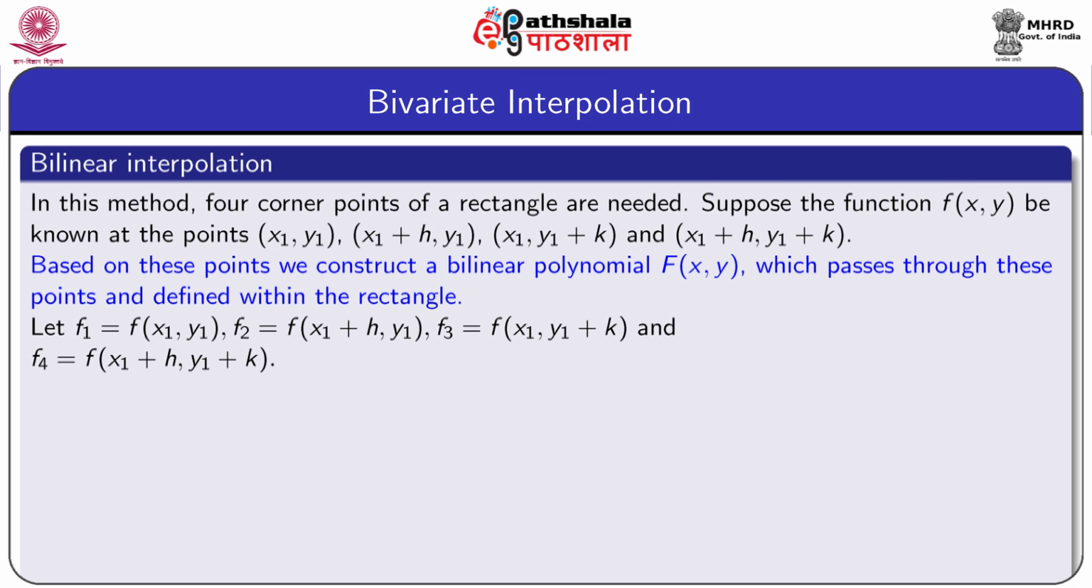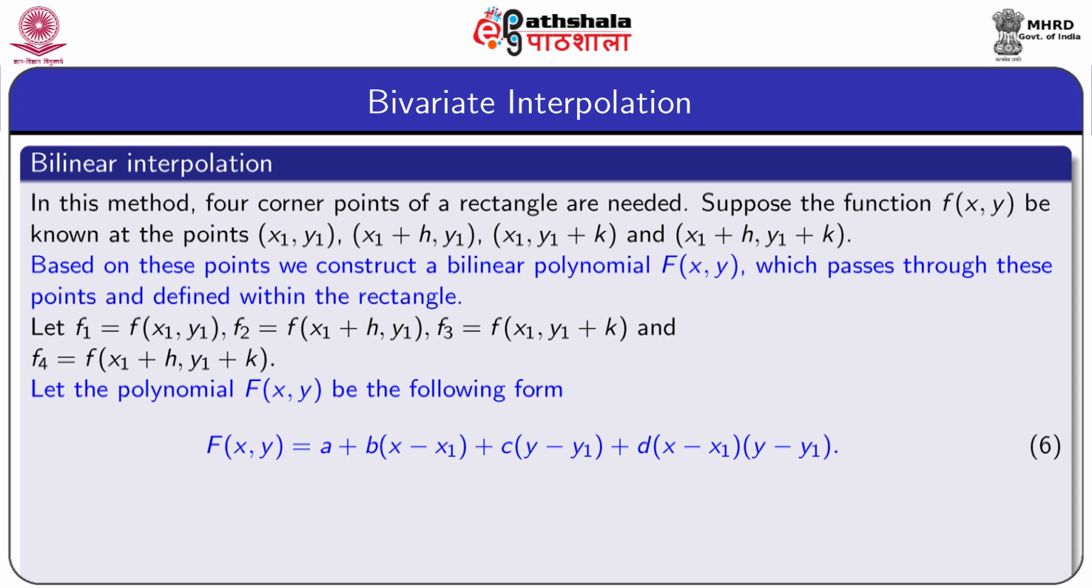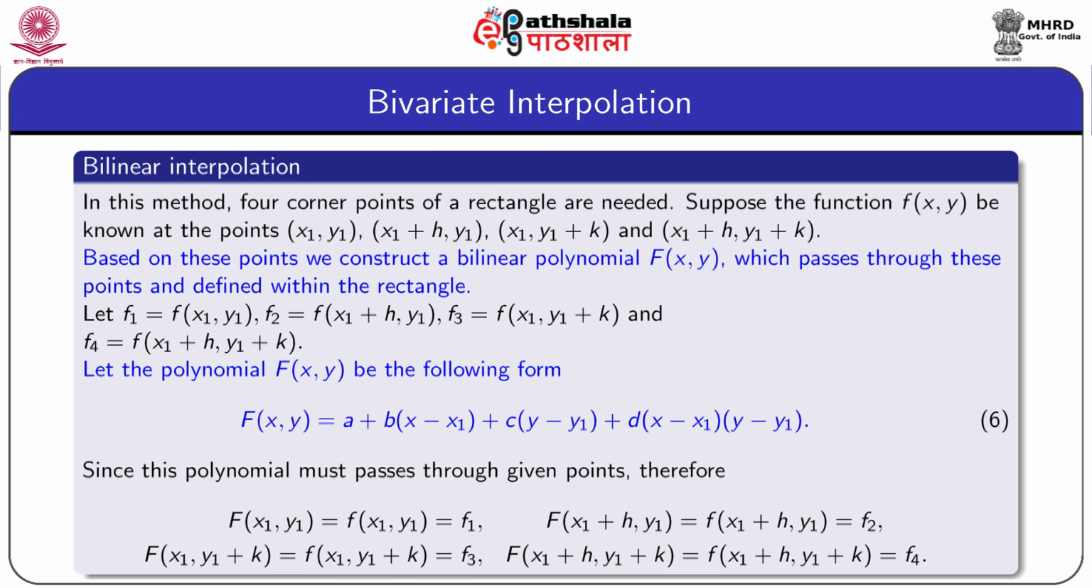So, for simplicity, we assume that small f1 equal to f of x1, y1, f2 equal to f of x1 plus h, y1, f3 equal to f of x1, y1 plus k, and f4 equal to f of x1 plus h, y1 plus k. Let the polynomial capital F of x, y be of the following form: capital F of x, y equal to a plus b into x minus x1 plus c into y minus y1 plus d into x minus x1 into y minus y1. Note that the polynomial 6 is a surface in 3-dimensional space. Now our problem is to find the values of a, b, c and d.